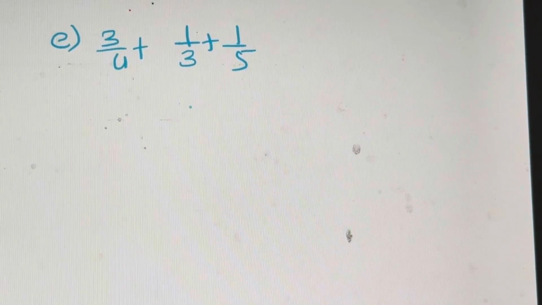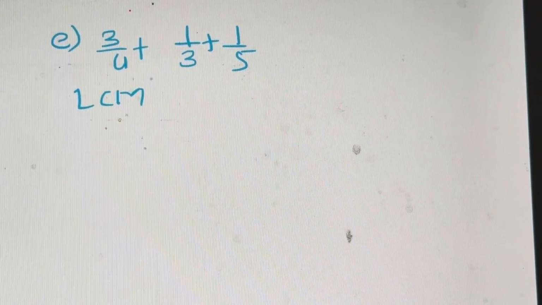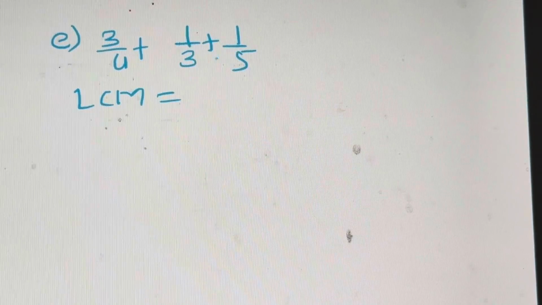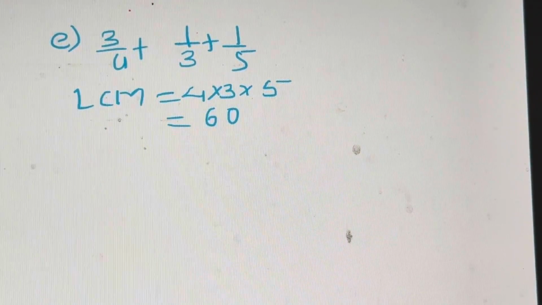Question number 1E, 3 upon 4 plus 1 upon 3 plus 1 upon 5. Here also if you observe, all the three denominators, they are co-primes to each other. Nothing is common in all the three. No factor is common except 1. Right? So you can simply multiply and get the LCM. So 4 3s are 12, 12 5s are 60 will be the LCM.